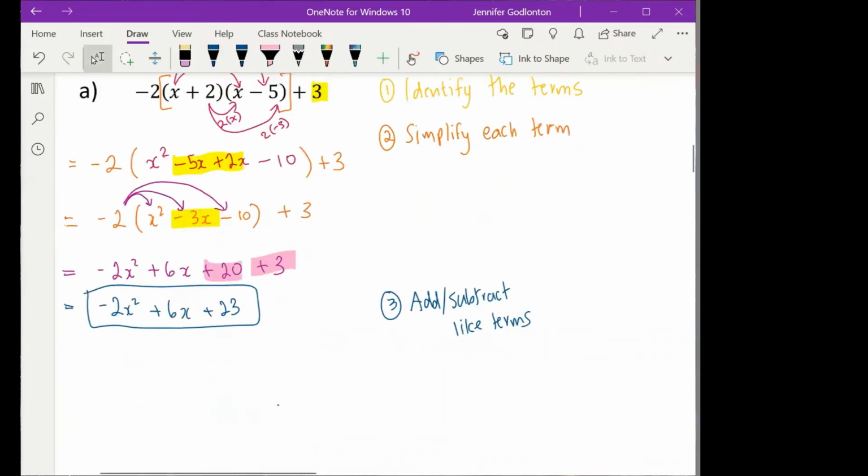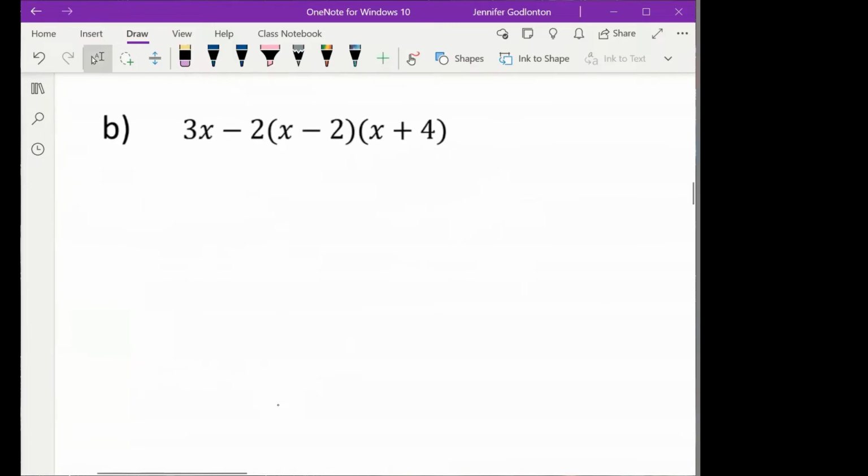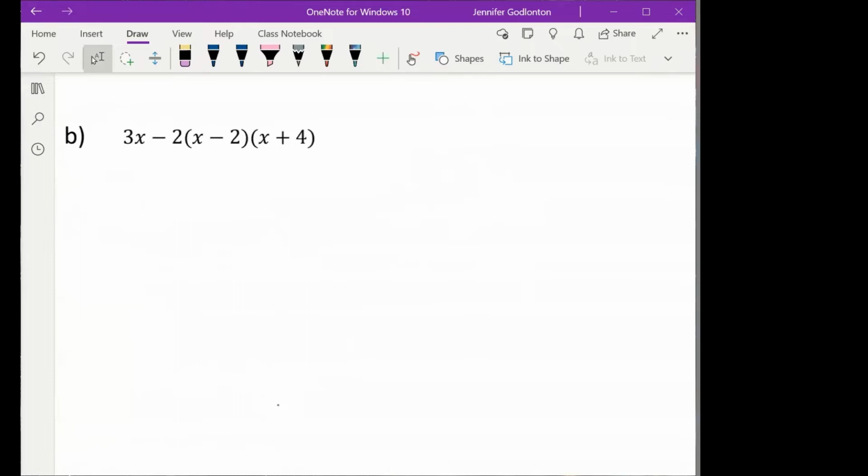Okay, let's try another one. For those of you who are new and are struggling, if you're new and you're struggling with what's going on here, I only want you to do part of this. So I only want you to do x minus 2, x plus 4. Okay, that's the only part I'm wanting you to focus on. Thomas, quizzes are only on Thursday, so don't panic.